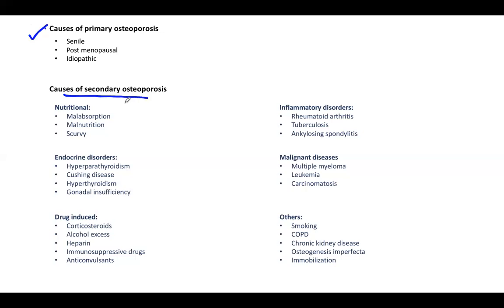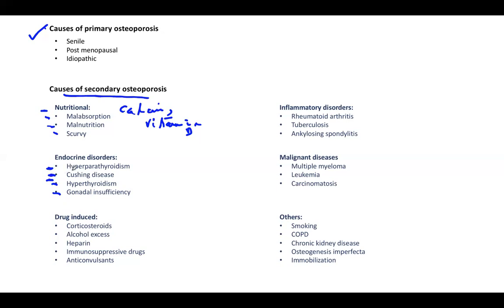Secondary osteoporosis has many causes. This depends on calcium and also vitamin D. Anything which impairs the absorption of calcium and vitamin D can cause this, like malabsorption, malnutrition, scurvy. Endocrine disorders, Cushing syndrome, hyperparathyroidism will obviously cause it because it increases osteoclasts. Cushing disease, again due to steroids, hyperthyroidism, gonadal deficiency.